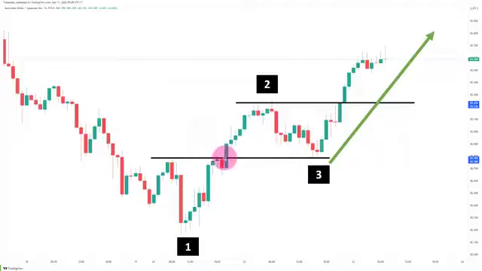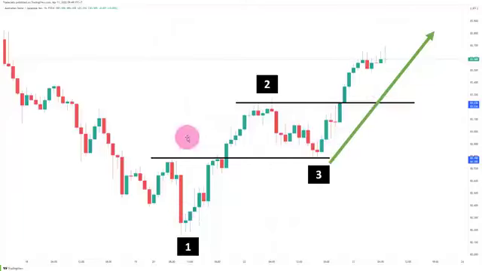And this is where the 1, 2, 3 pattern starts. The 2 is signaling our first move against the previous trend direction. So we are breaking the previous downtrend structure. We are making our first higher high. And from 1 to 3, we are making the first higher low. And then you can often see that the market is continuing into the new trend direction.